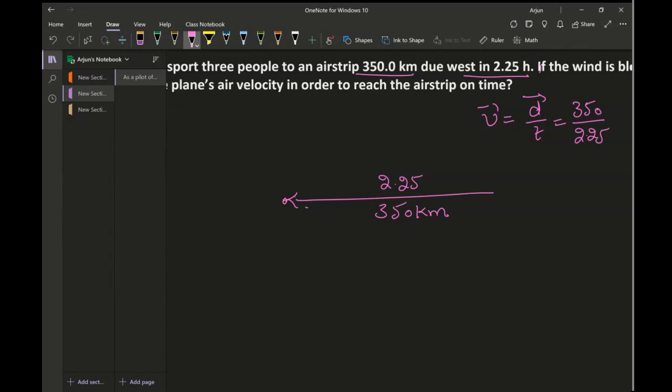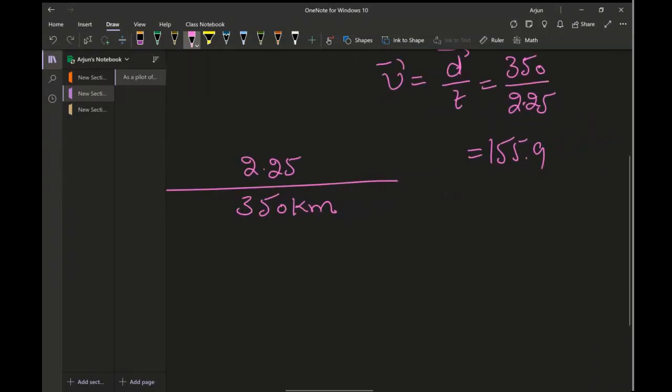So if I do the math, that number will come out to be 155.9. That's the number you're gonna get from here. Not exactly 9, it should be 6. 155.6 kilometers per hour in the west direction.